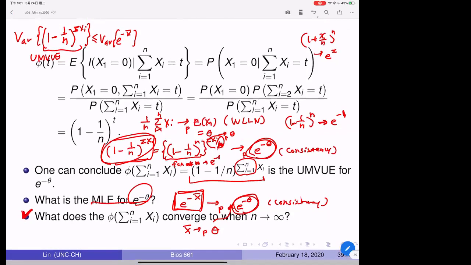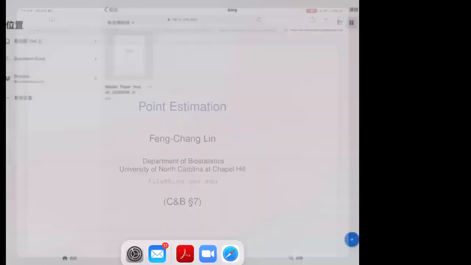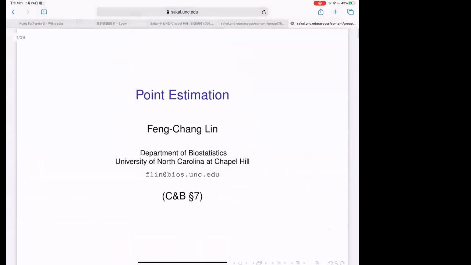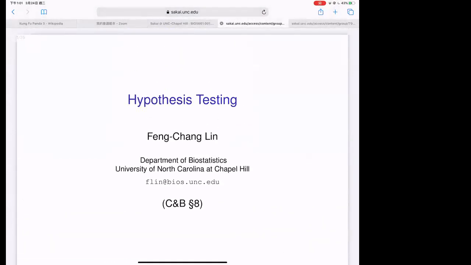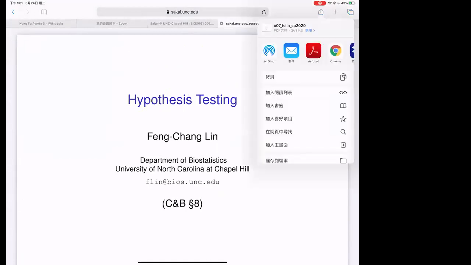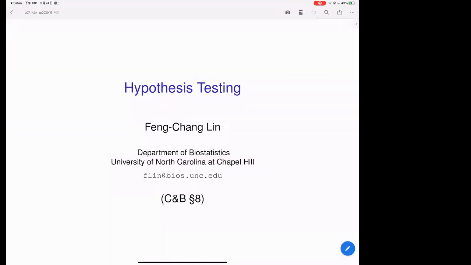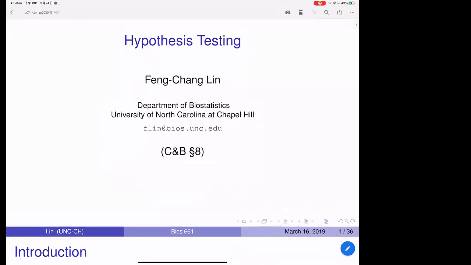I'm trying to pull up my screen again. Let me see where, okay, good. Where's my first slides? Okay, more estimation. So we are going to talk about chapter number 8, hypothesis testing.